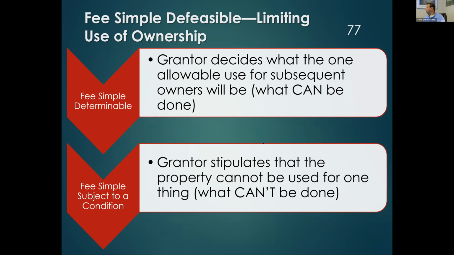All right. So let's talk about the last 2 forms of ownership interest that you might have, which are fee simple determinable and fee simple subject to a condition.